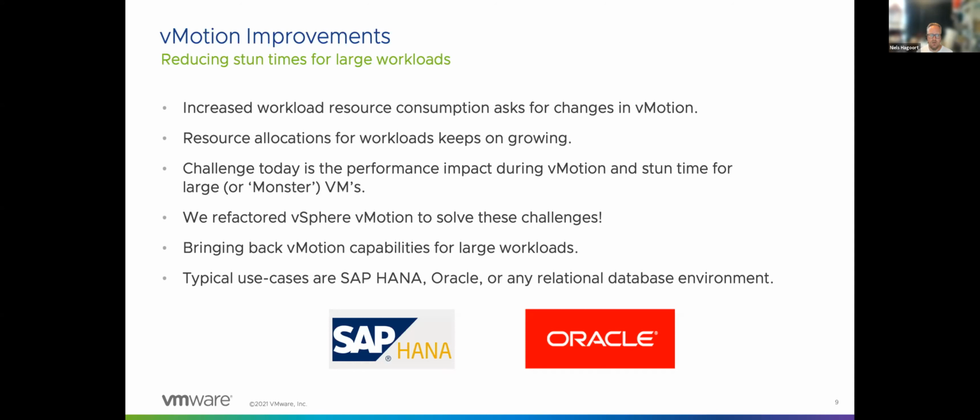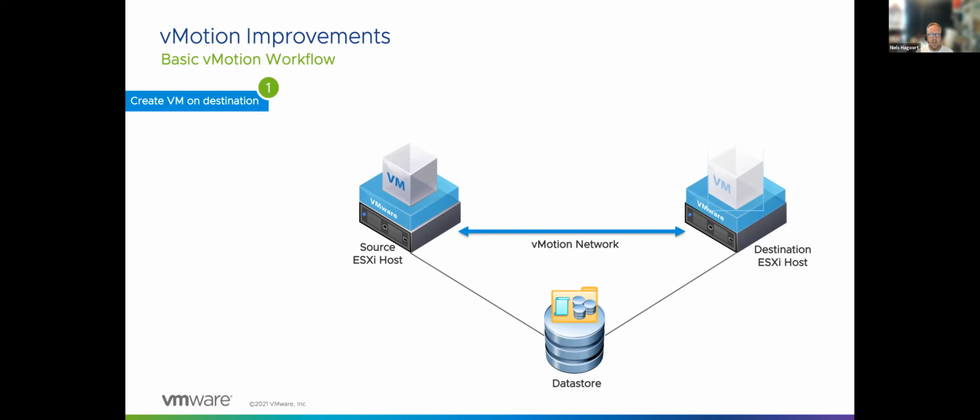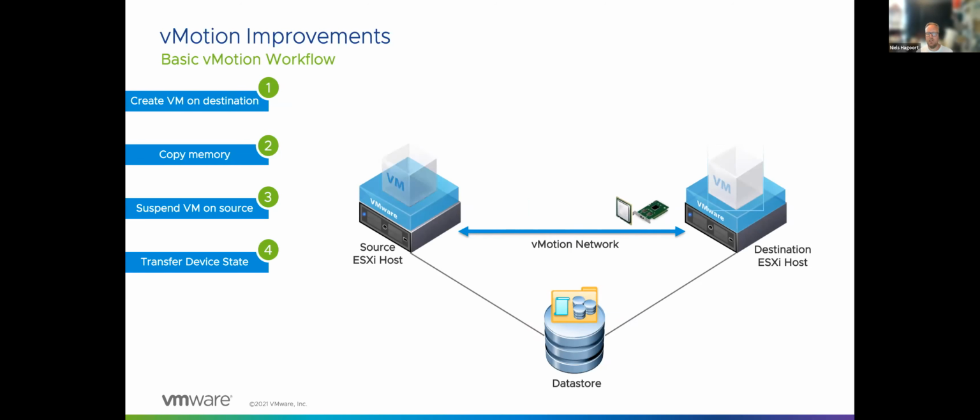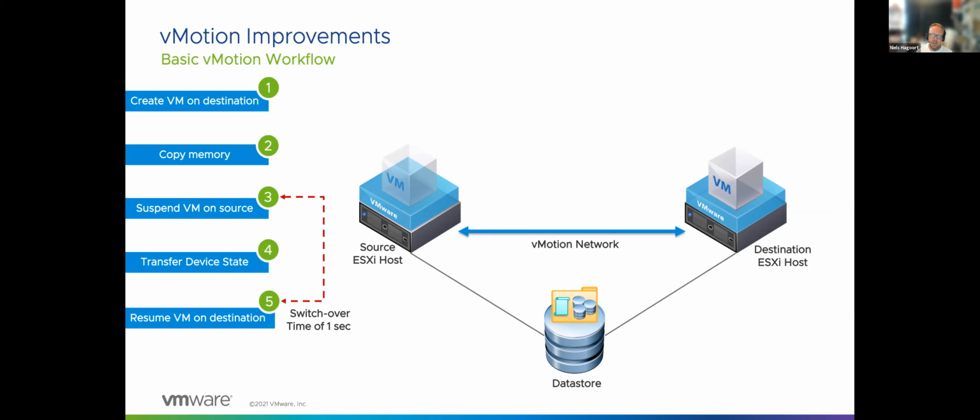So we needed to refactor vMotion to make sure that its capabilities are also up to the task when we are running large workloads. To give you an understanding of what we have done with vMotion, let's quickly touch upon the overall process, right? Whenever DRS in fully automated mode or we ourselves initiate a manual migration, what happens is that we create a ghost virtual machine on the destination ESXi host. We copy over all the memory. Once we have memory convergence, we'll suspend the virtual machine on the source. We'll transfer the device state and the last remaining memory pages, and we resume the virtual machine on the destination. Now, this is what we refer to as the switchover phase, or the stun time.